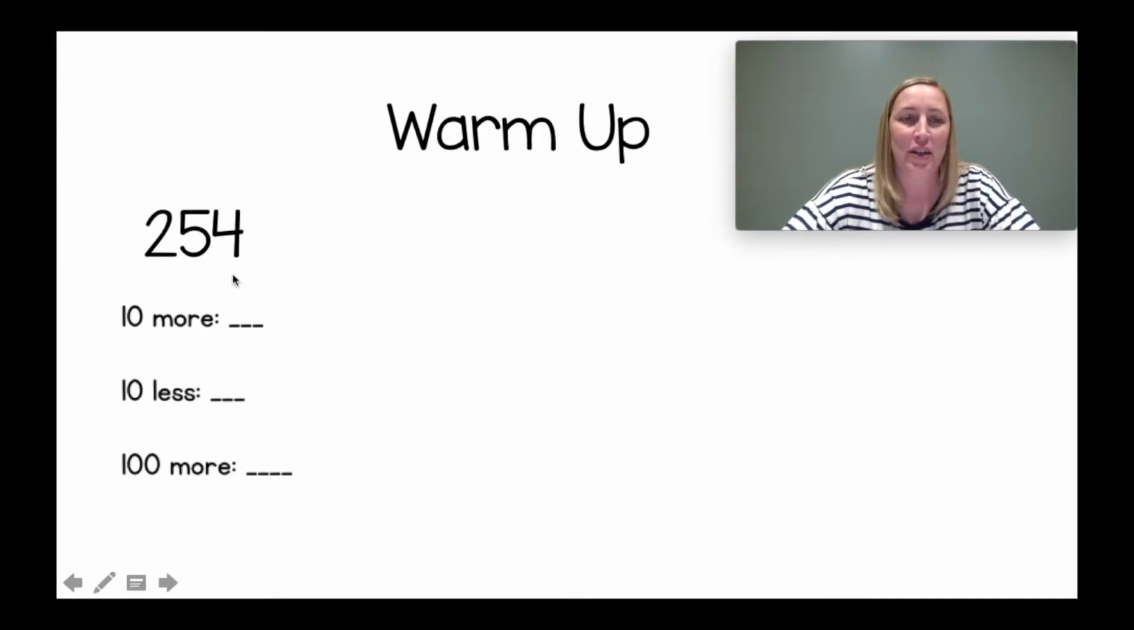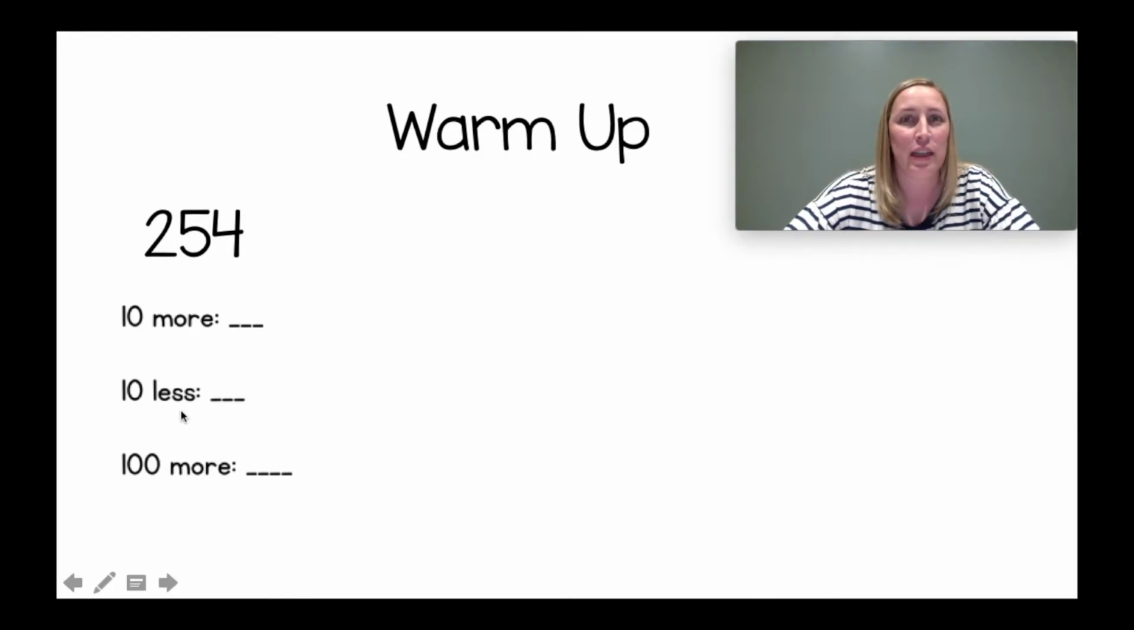Great job. Let's start by looking at our first one. It says 10 more. When I think about 10 more, I have to think, does that mean I want to add another 10 rod? Do I want to take a 10 rod? What do you think? Very good. If you said 10 more means to add a 10 rod. So what number is in the tens place currently? That's correct, a 5 is in the tens place. If I add another 10 rod, what new number would I make? Correct, 264.